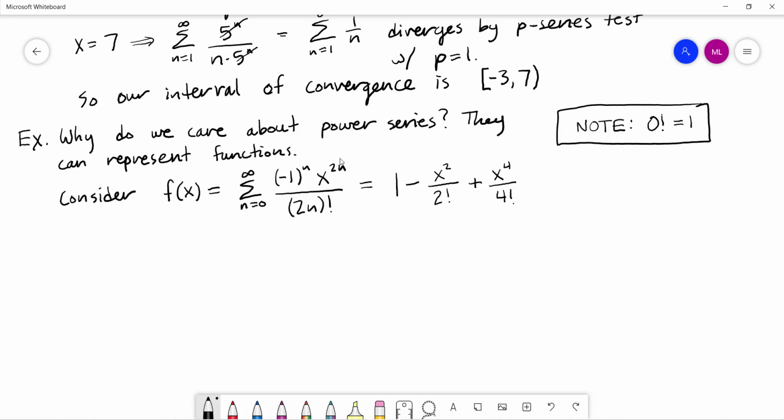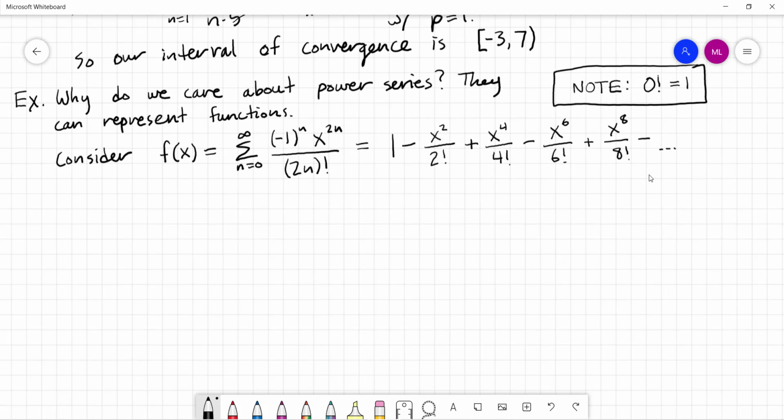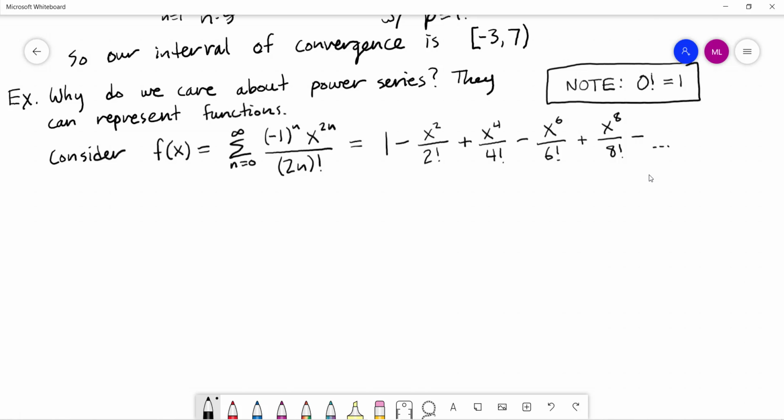And then I'm going to plug in n equals 3. n equals 3 will make this negative again. I'm going to get x to the 6th in the numerator over 6 factorial. And then when n equals 4, the sign will flip back to positive, and I'll have x to the 8th over 8 factorial, minus ... So that's what this series looks like when I write out the individual terms. It's a function of x in the form of some infinite polynomial. What function does this represent?